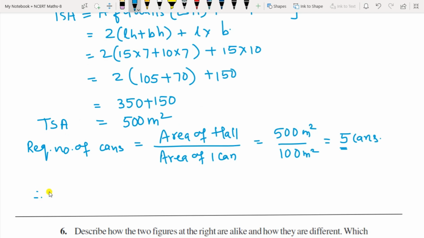So therefore 5 cans are required to paint the room. This is the way you have to solve it.